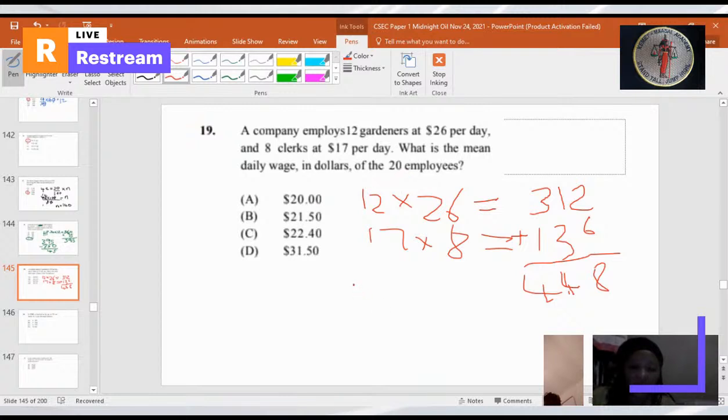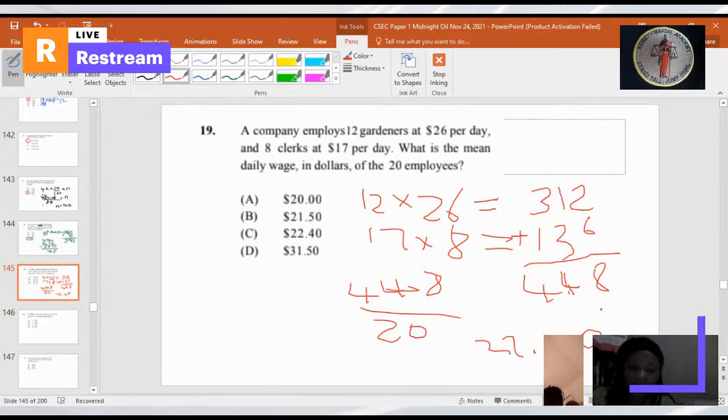And now we need to divide by 20 to get the average. So it's 448 over 20. 44 divided by 20 goes 2 times, remainder 4, and 20 into 48 again, 2 times, remainder 4, and 20 into the 40 will give 2. So that's $22.40.